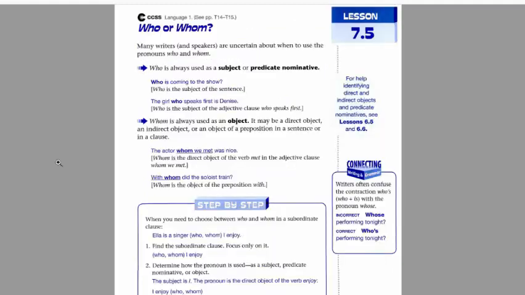In lesson 7.5, we talked about the use of who and whom, and we said that who is a subject, whom is object, and also whom can be used as object of preposition. Like here, who is coming to the shop? Who here is subject, and the girl who speaks fast is this girl, so this is also subject. So whenever you mean the subject, you use who. Whenever you mean the object or object of preposition, you use whom.